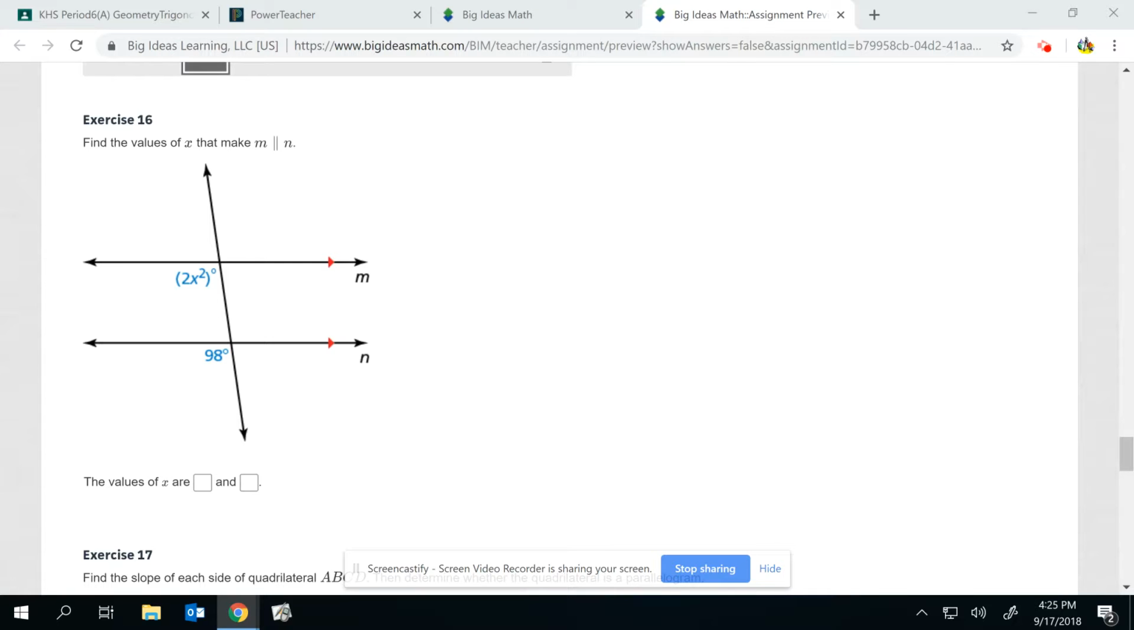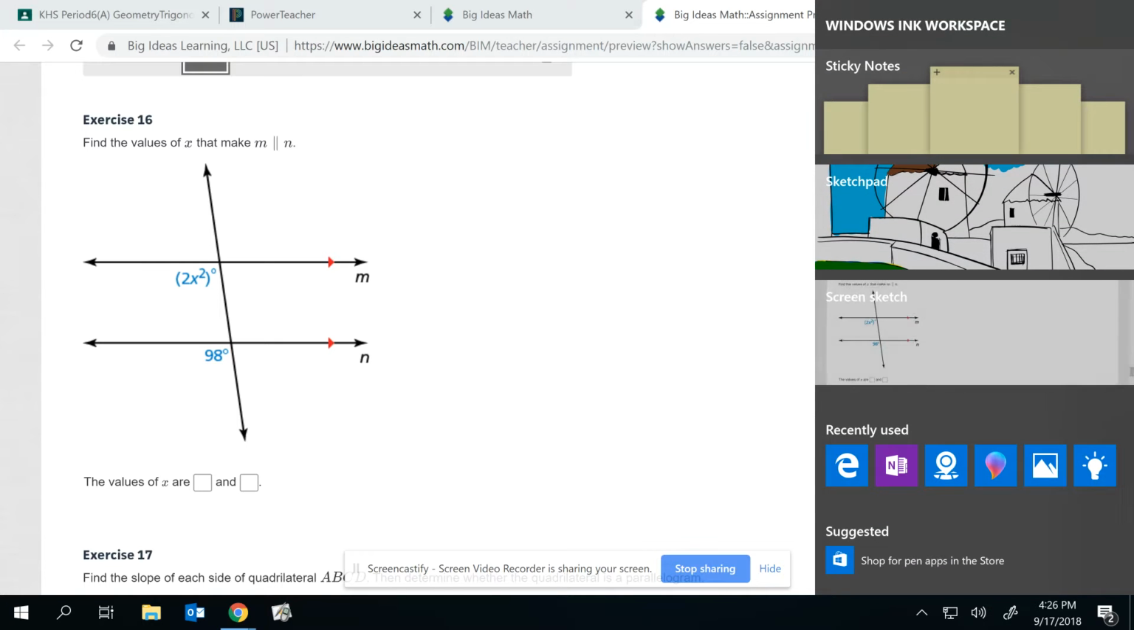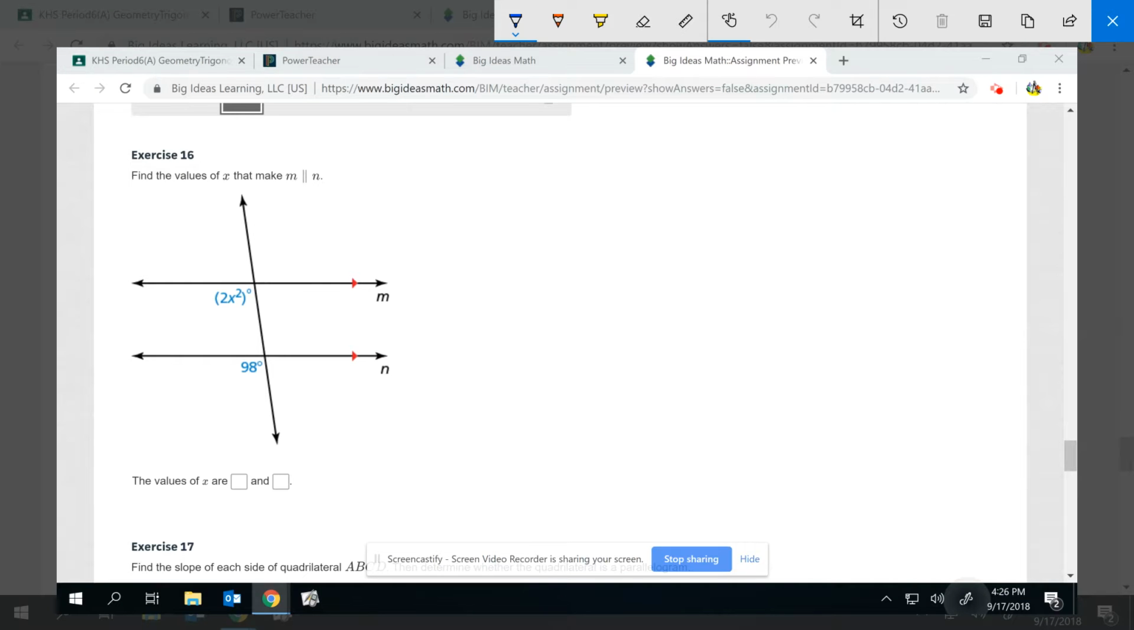All right, here is the last group, 16 through 20. Find the value of x that makes those parallel. So I'm looking at these two, and this angle is obtuse. This is obtuse. They are going to equal each other because they are called corresponding angles.